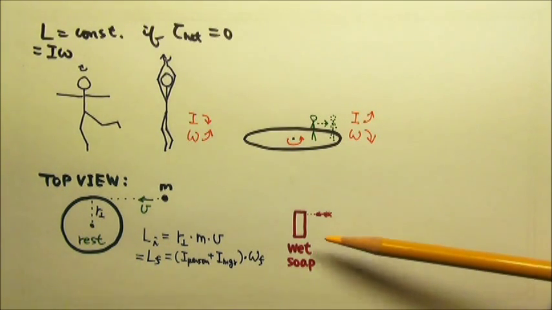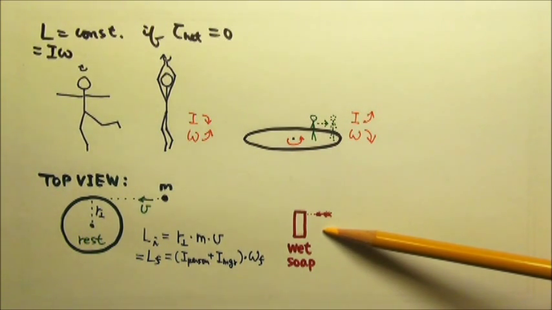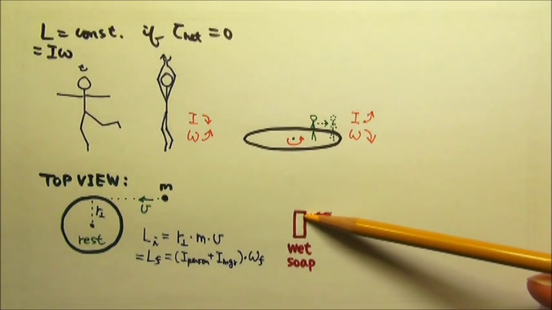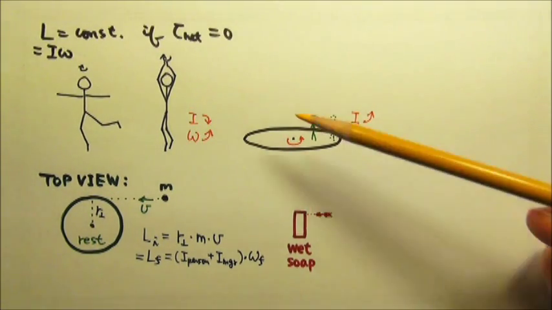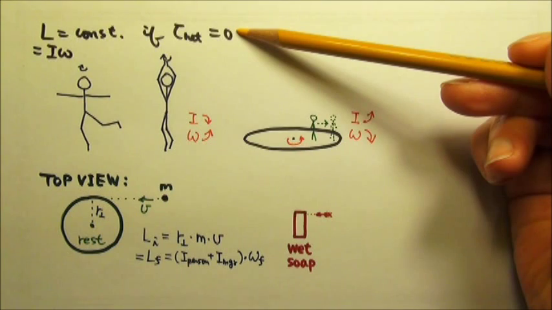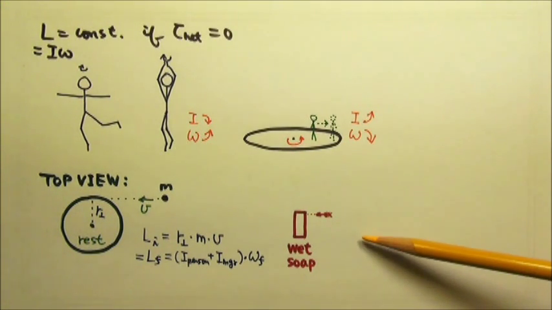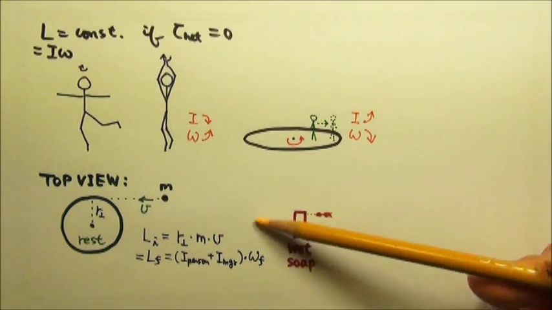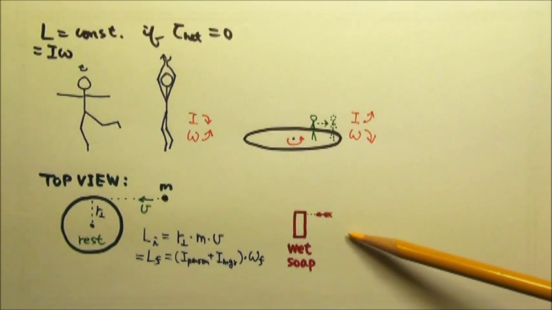But in this case, there is no fixed axle. So when the dart hits the bar of soap, we would have both the net torque and the net force being zero, which means we would have both angular momentum conservation and linear momentum conservation.